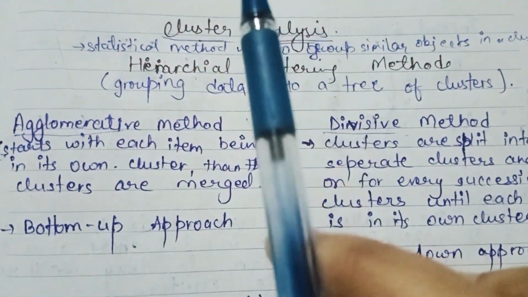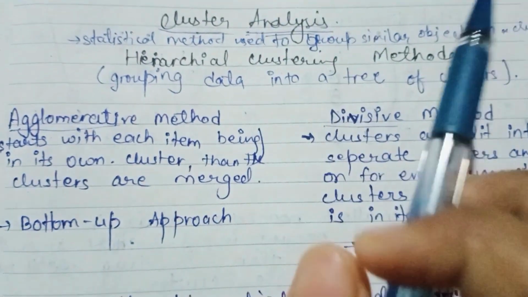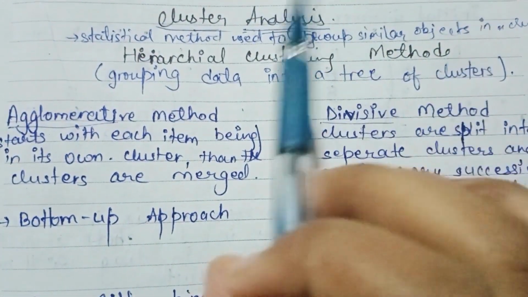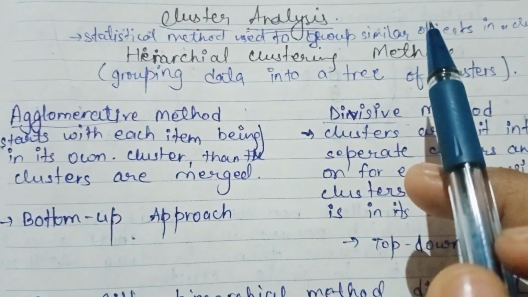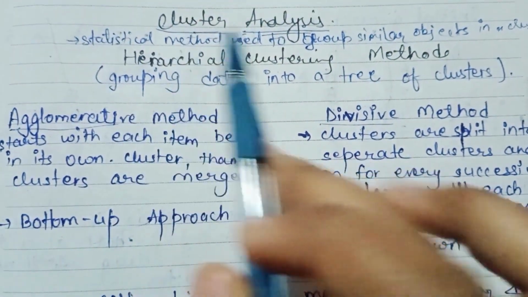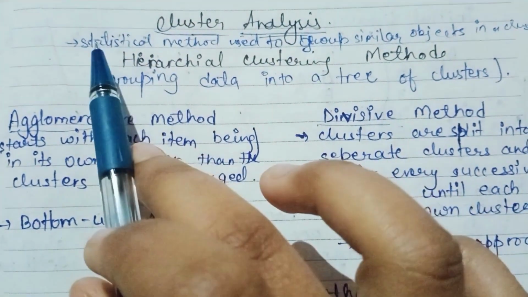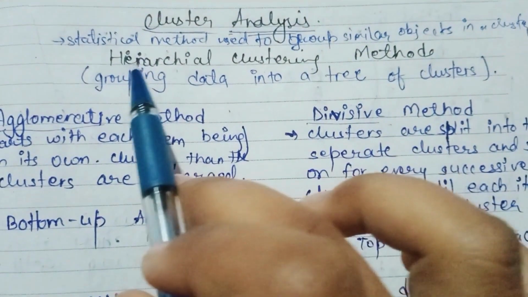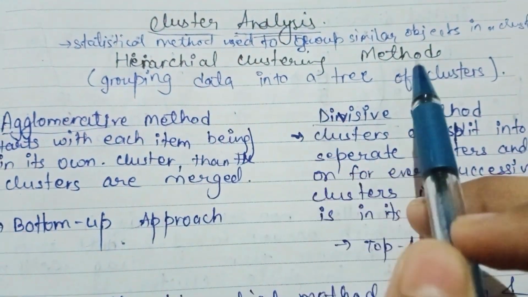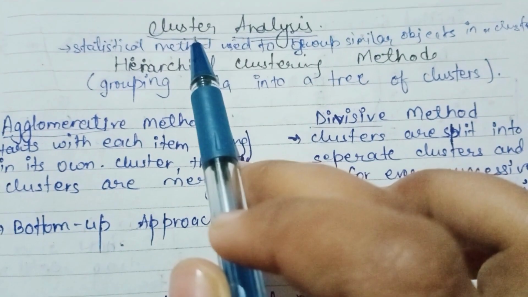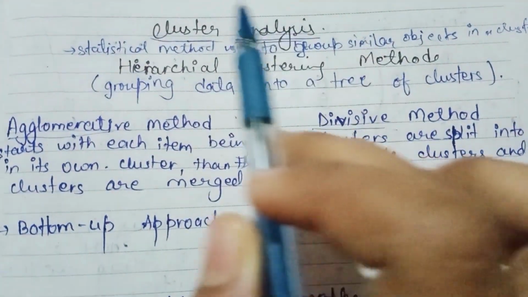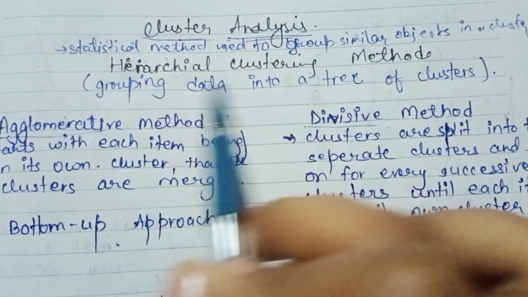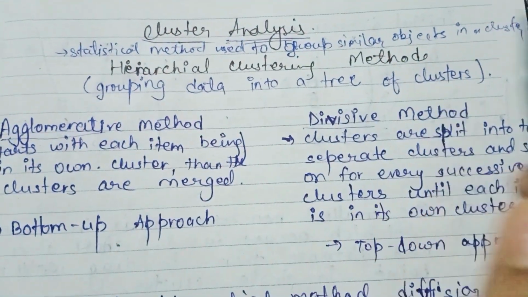Cluster analysis. Let me introduce what the term cluster means. A cluster is a group of similar things, or a group of things which are closer together. So we can see that cluster analysis is a statistical method used to group similar objects in a cluster. Now, the hierarchical clustering method is a part of cluster analysis. It is one of the classifications of cluster analysis, and this method is used to group data into a tree of clusters.